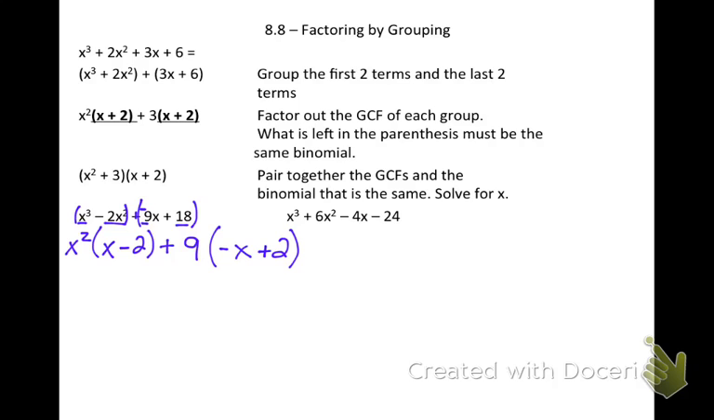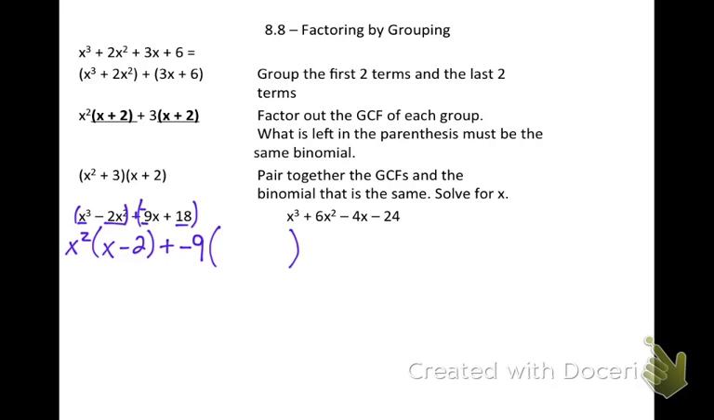What I've got to realize right now is that what I have in both these sets of parentheses are not the same. One's x minus 2, one's negative x plus 2. What we should be able to see is that x and negative x are opposites, and negative 2 and positive 2 are opposites. So if instead of taking out a 9, I take out a negative 9, then I can get different results.